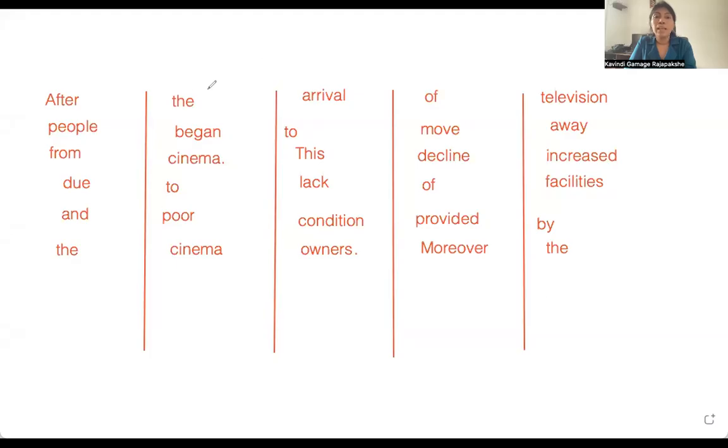Then at the end, you have to count the number of words. Make sure it does not increase the number of words they mention, and also don't write less than that. So make your summary, count the number of words, and then write the final product as I have written on the board. And at the end of your summary, you have to mention the number of words, like 35 words. So this is what we are expecting in summary writing.